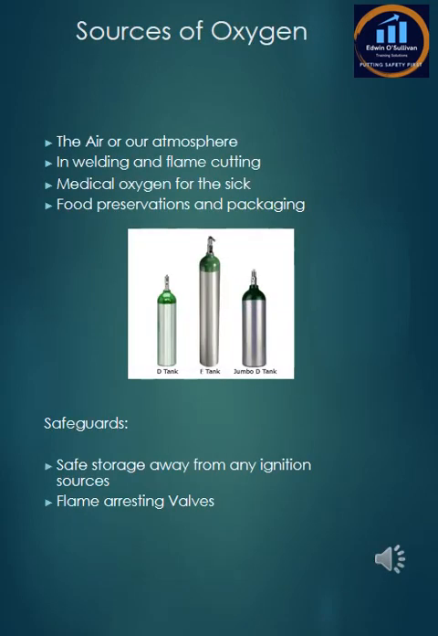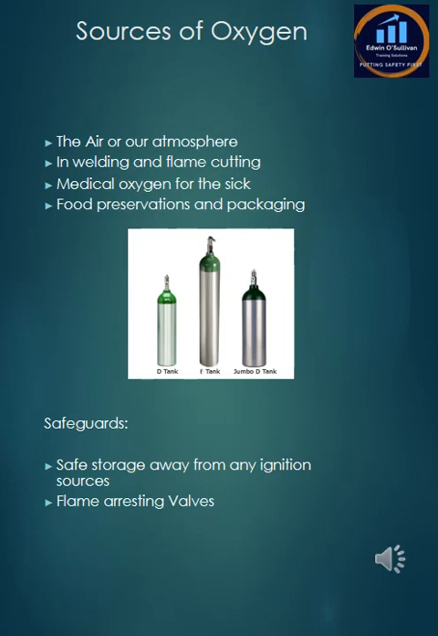Moving on to sources of oxygen. Like I said earlier, we cannot control the amount of oxygen that's around us, only if it's in an industrial setup such as cylinders. The air in our atmosphere is a source of oxygen. In welding and flame cutting scenarios where they would have acetylene tanks and stuff like that on site, medical oxygen for the sick and elderly, food preservatives and packaging would have oxygen stored inside them.